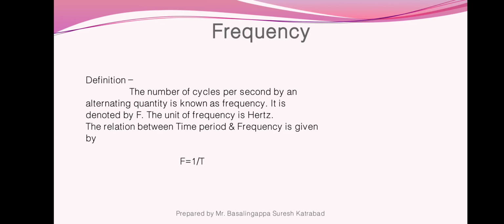Next definition, frequency. The number of cycles per second by an alternating quantity is known as frequency. It is denoted by F. The unit of frequency is hertz. The relation between time period and frequency is given by F equal to 1 upon T. Whatever the cycles completed per second, that is known as frequency.